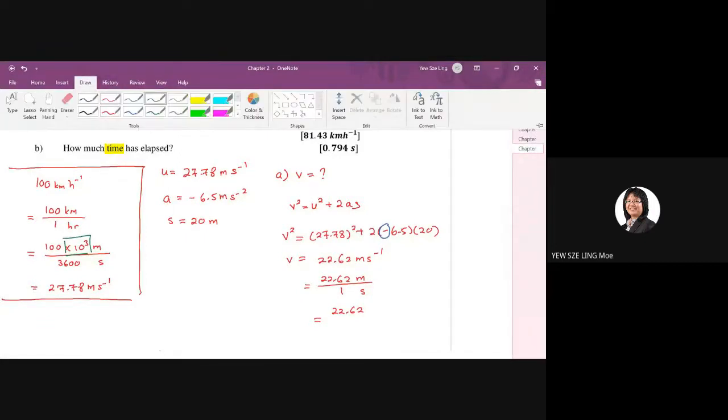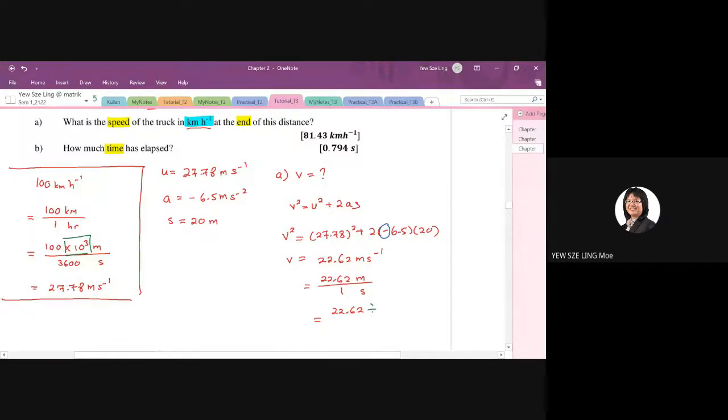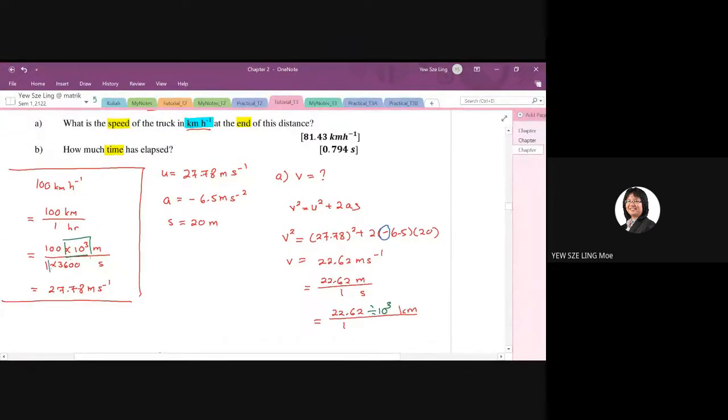Now if you want to change from meter back to km, you divide by 10 to the power of 3. That is km. And then divide by 1. So just now you use 1 times 3,600 seconds. So what are you going to do now?